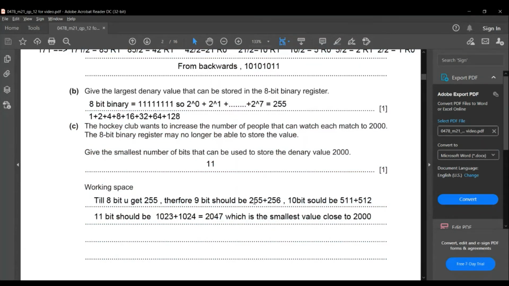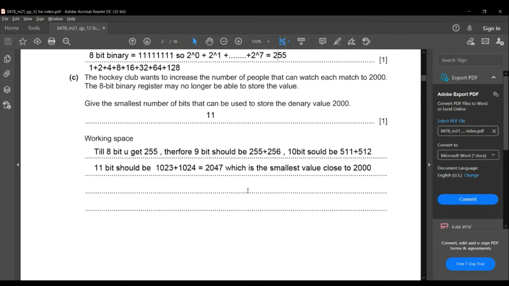Therefore 9-bit would be 255 plus 256. 10 bits would be 511 plus 512. And 11-bit would be 1023 plus 1024, which is 2047, which is the smallest value close to 2000. So the smallest number of bits that can be used to store the value 2000 is 11.